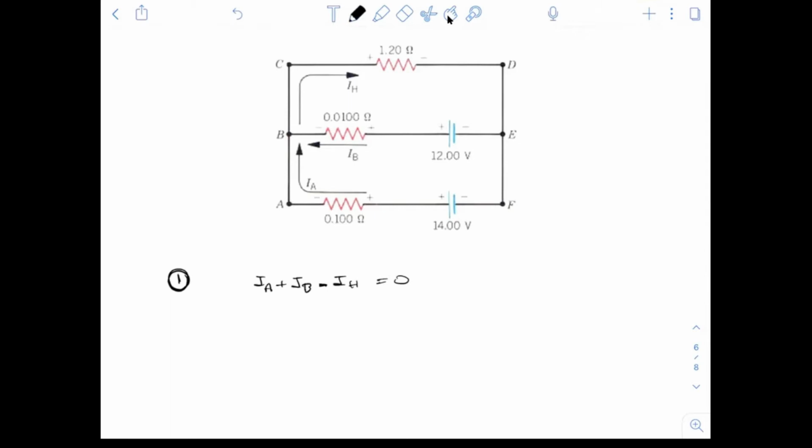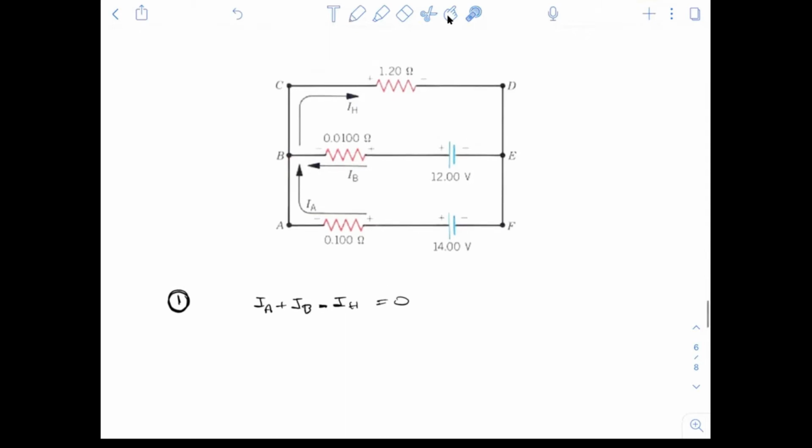Okay, so let's come up with 2 more equations. Just for the hell of it, I'm going to come up with 3. So let's come up with 2 more at the very least. All right, I'm going to apply the loop rule to this segment. I'm going to loop in the clockwise direction.